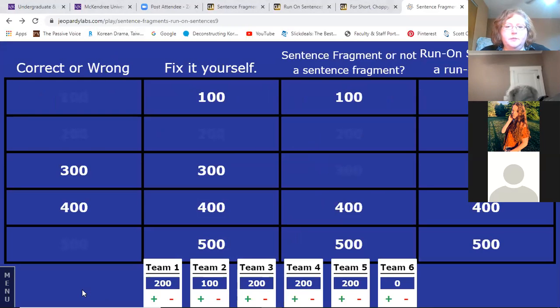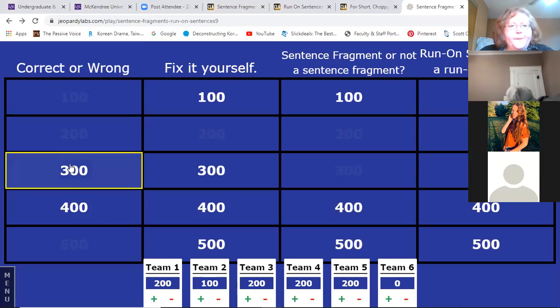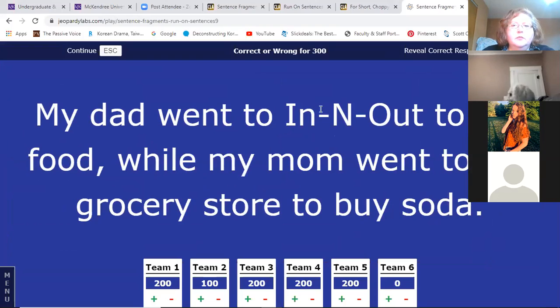All right, team 3. What do you guys want? Whoever chose last time, if you'll go ahead and choose. We'll choose correct or wrong for 300. Okay. My dad went to In-N-Out to get food, while my mom went to the grocery store to buy soda.